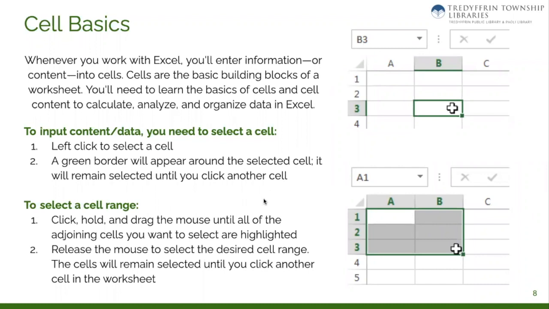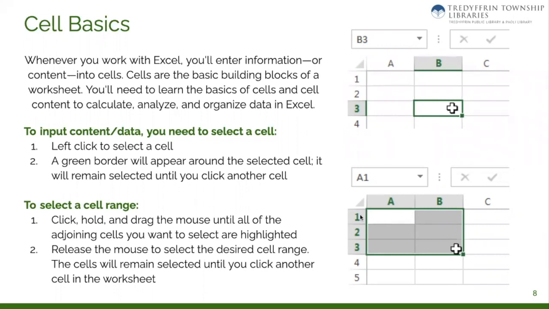To select a cell range, you will click, hold, and drag the mouse until all of the adjoining cells you want to select are highlighted. Release the mouse to select the desired cell range. The cells will remain selected until you click another cell in the worksheet.